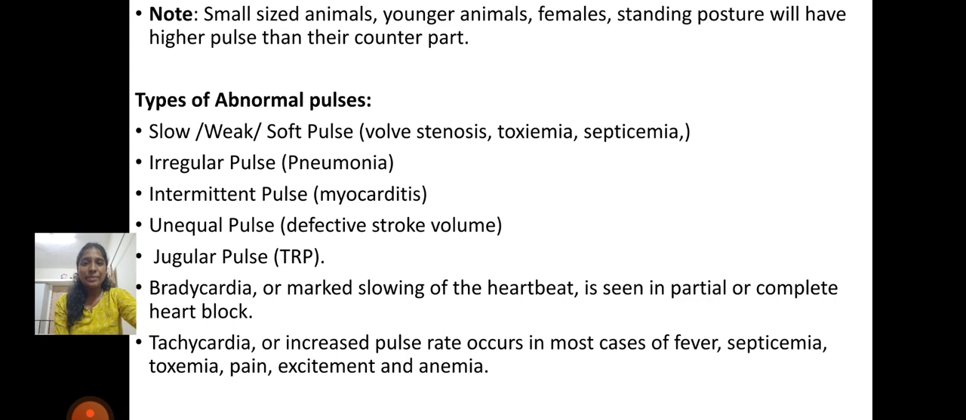Jugular pulse in TRP. Bradycardia is slowing of the heartbeat. Tachycardia is increased pulse rate.